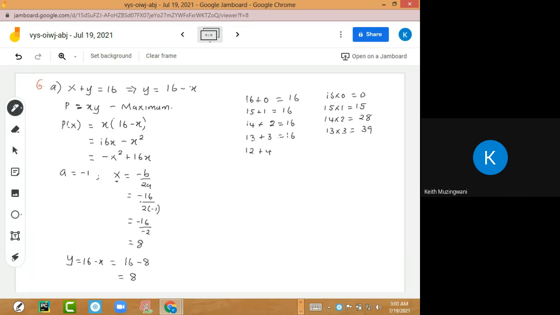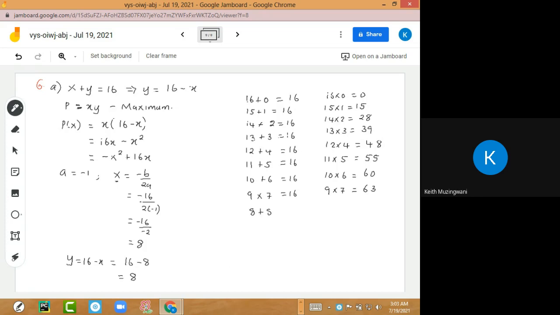12 plus 4 will give us 16, but 12 by 4 gives us 48. 11 plus 5 gives us 16, but 11 by 5 gives us 55. 10 plus 6 gives us 16, but 10 by 6 gives us 60. 9 plus 7 gives us 16, but 9 times 7 gives us 63.